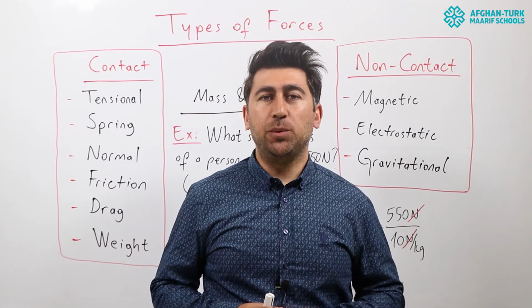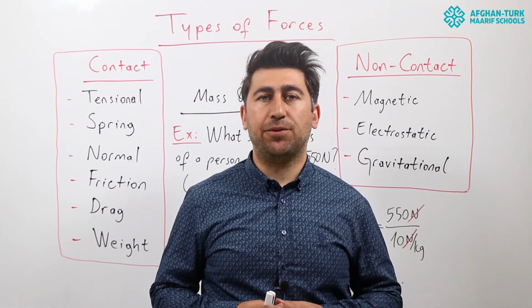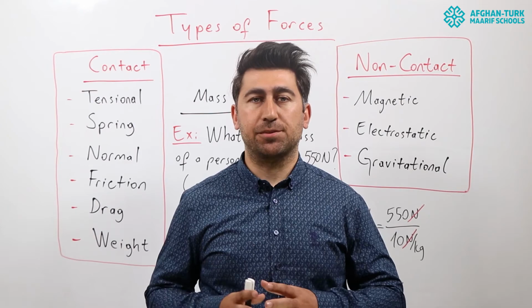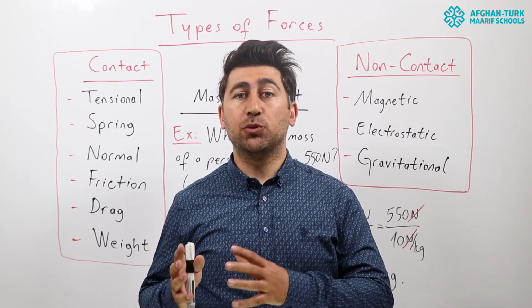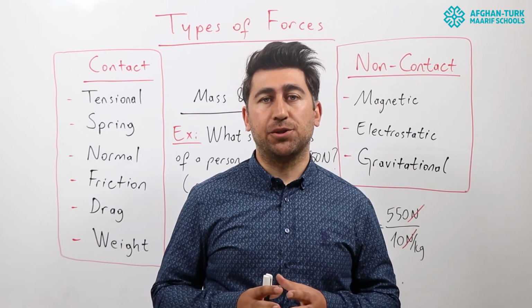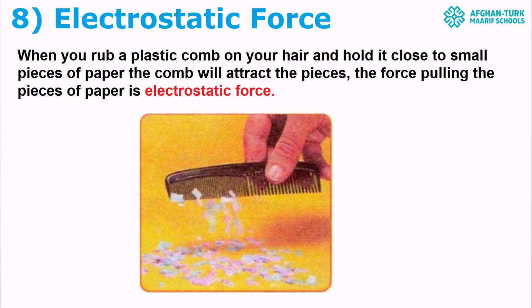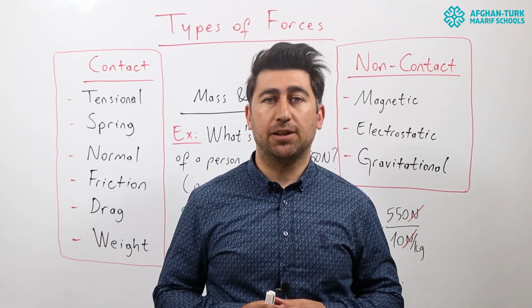Okay, let's continue with non-contact forces. Non-contact forces can be classified into three types. Magnetic force, which occurs due to magnetic properties of two bodies, such as the opposite poles of two magnets being attracted to each other. Electrostatic force, which is due to the electrical charges present in two bodies, just like in the comb and piece of paper experiment.